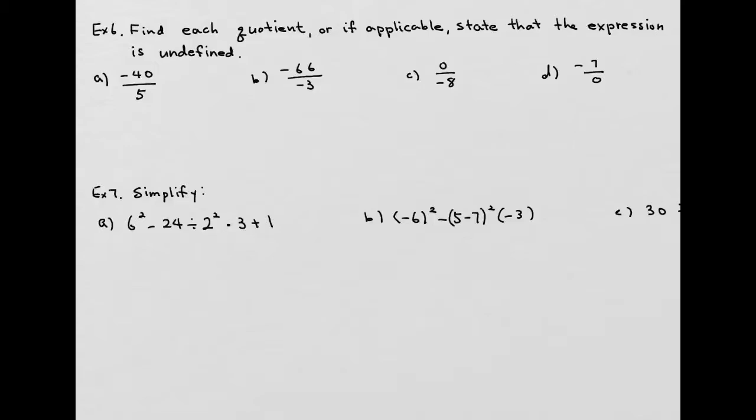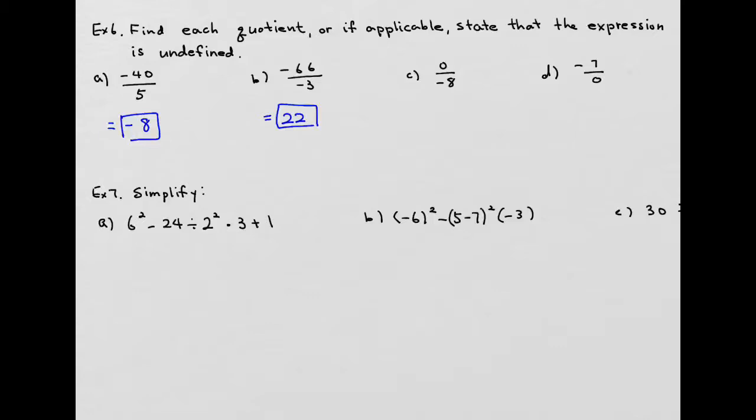So this problem right here, you only have 1 negative, so your solution will be negative. And 40 divided by 5 will be 8. This problem right here, I see 2 negatives, 1, 2. So my solution will be positive. 3 goes into 66, 22 times, right?